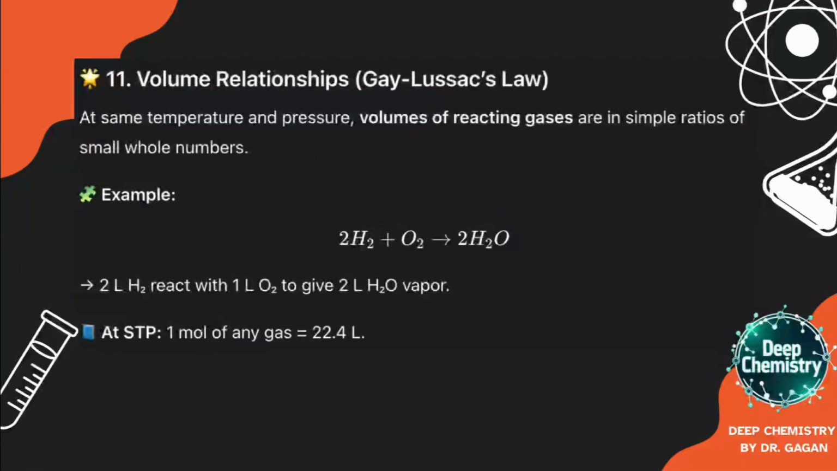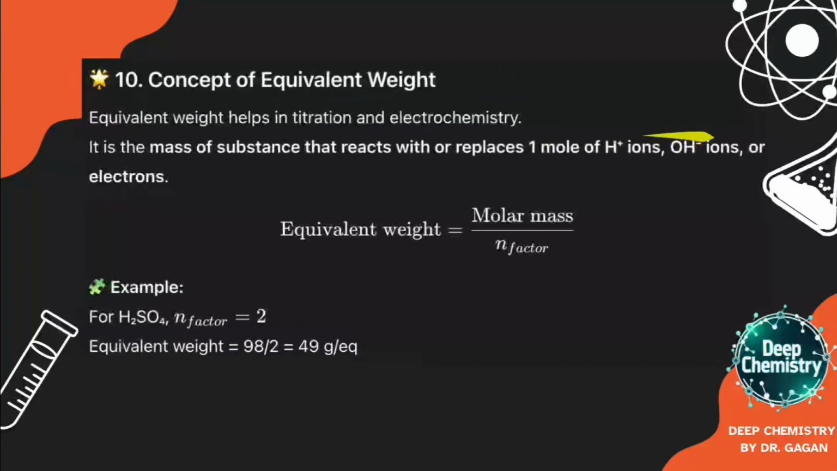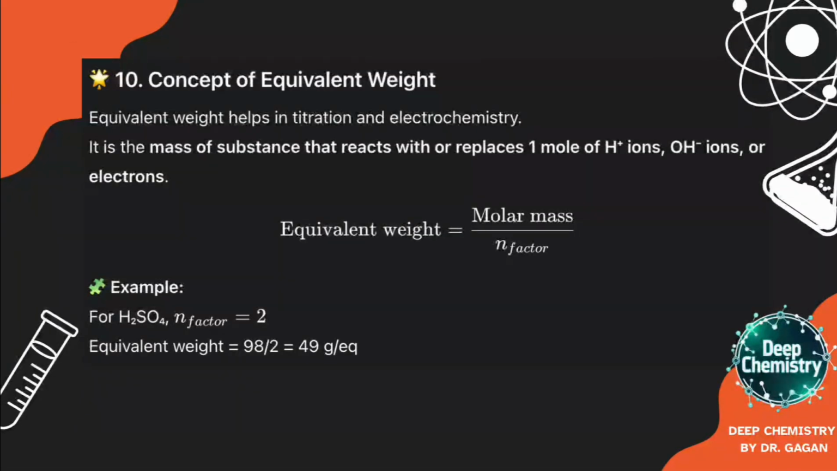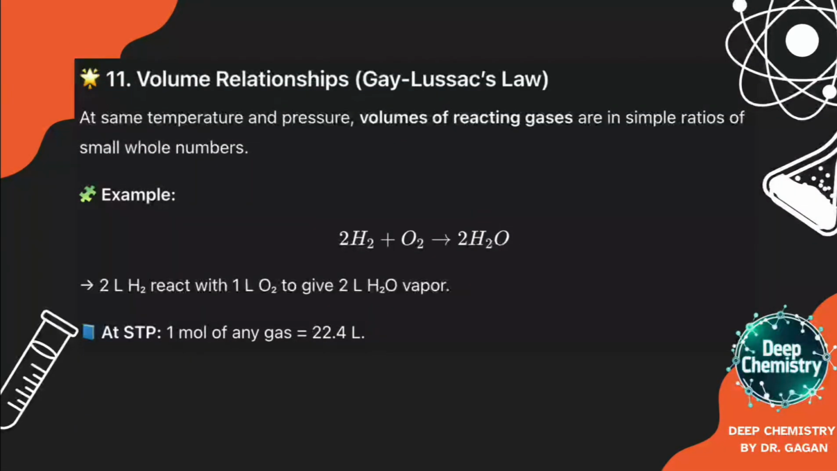Next is volume relationships, that is Gay-Lussac's law. At constant temperature and pressure, gases combine in simple volume ratios. That's Gay-Lussac's law of combining volumes. For example, 2H2 plus O2 give rise to 2H2O. Here the ratio of gas volumes is 2:1:2. And remember, at STP, 1 mole of any gas equals 22.4 liters.